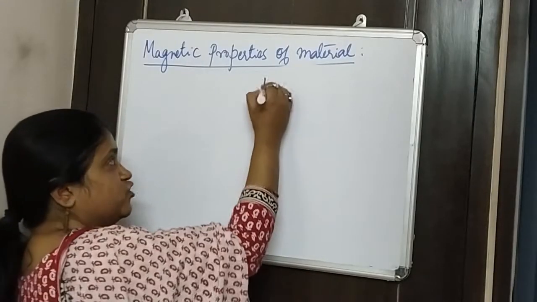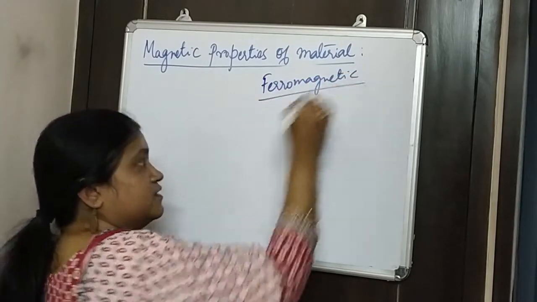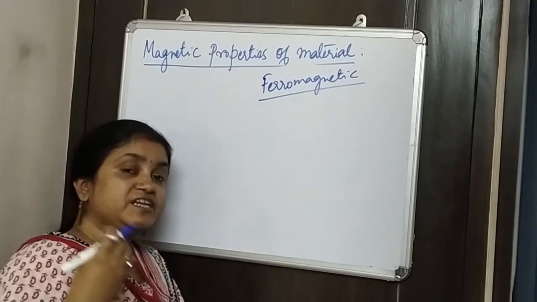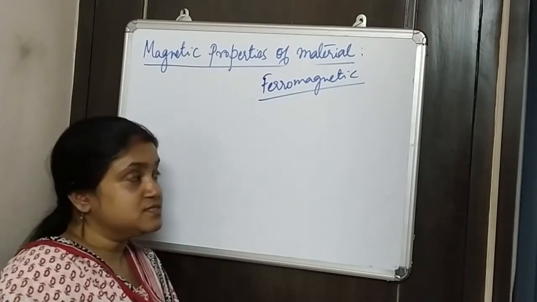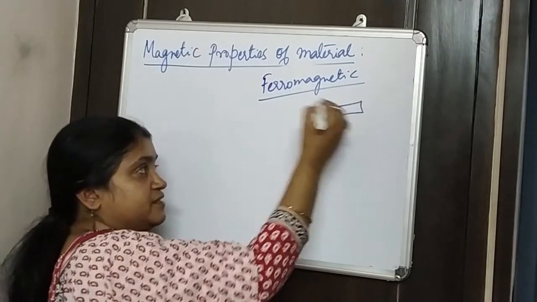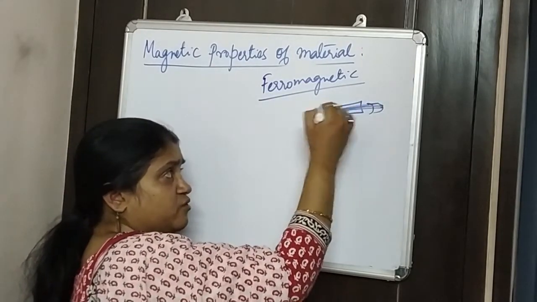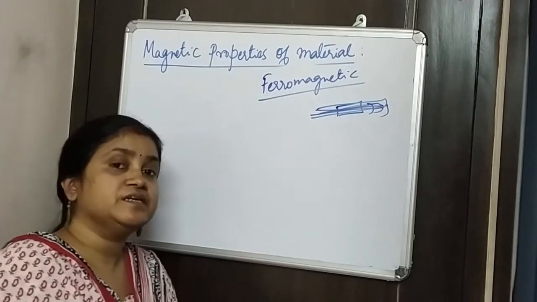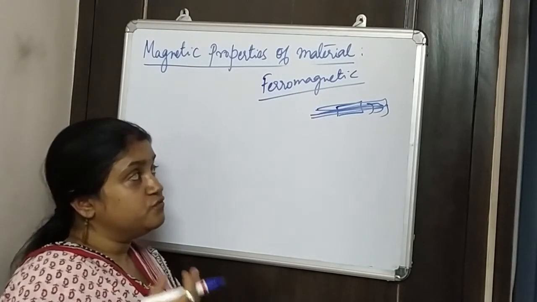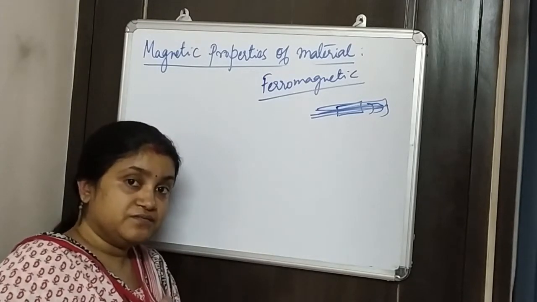Now coming to ferromagnetic material. These ferromagnetic materials actually get very strongly attracted to magnets. So if these materials are kept inside a magnetic field, we see a very large amount of lines are allowed to pass through the material, and therefore they are very strongly attracted to the magnetic field, and they move from the weak region to the strong region of the magnetic field lines.